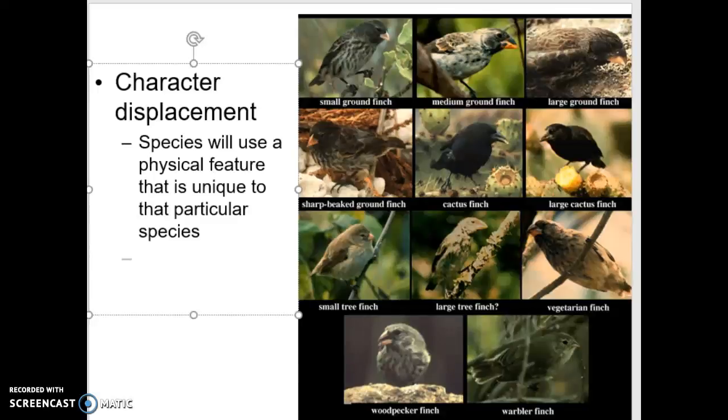So the small ground finch, little itty bitty beak that allows it to pick up little seeds. The large ground finch, big seeds. They can't eat each other's food because they have these new novel traits. So character displacement is an important component of adaptive radiation. So again, it's a way to outcompete the others on the island, or specialize. That's probably a better way of looking at it, is you're specializing by evolving special, unique, novel traits.